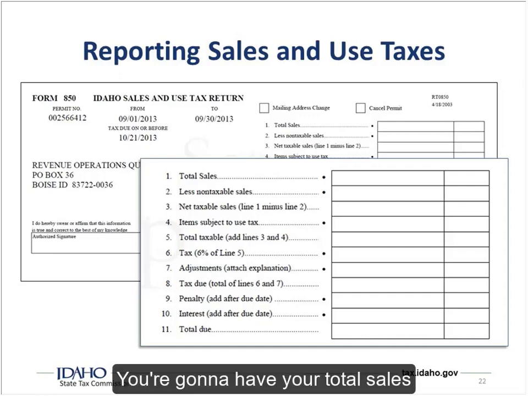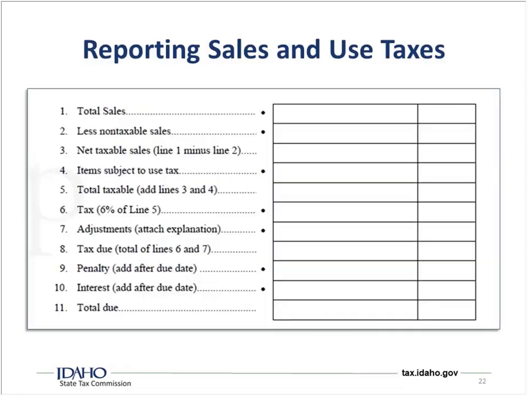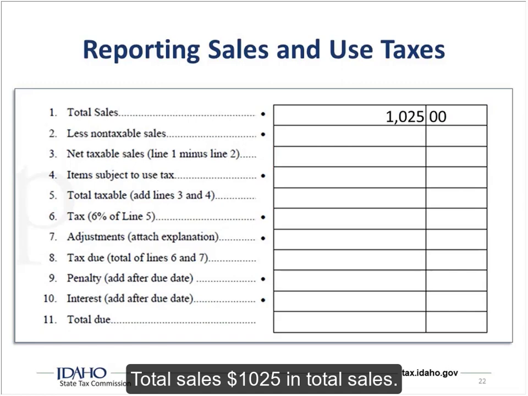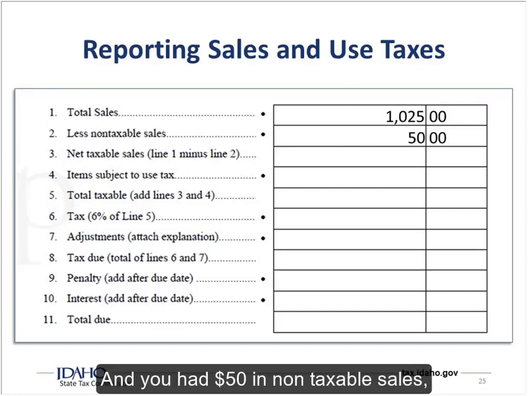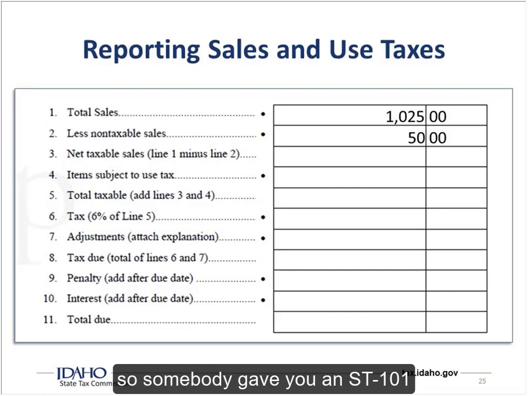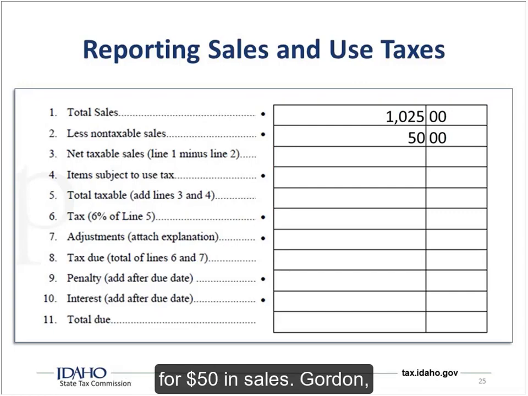You're going to have your total sales, like Gordon just talked about, less any non-taxable sales. Net taxable sales will be given then, and we're just going to work our way down this list. So let's put some numbers in here to show you how it works. Total sales, $1,025 in total sales. Then you had $50 in non-taxable sales. So somebody gave you an ST-101 for $50 in sales.